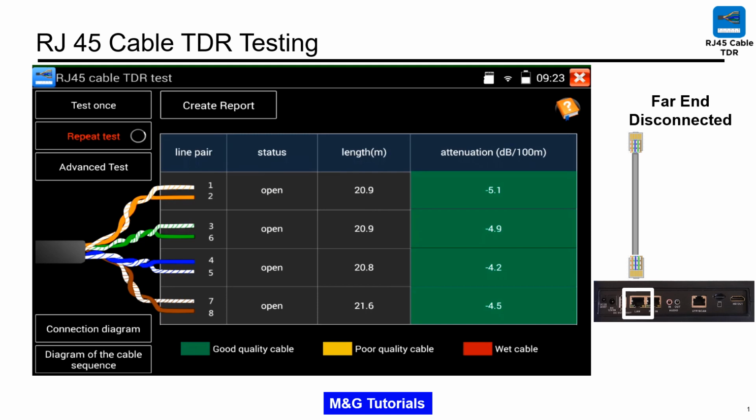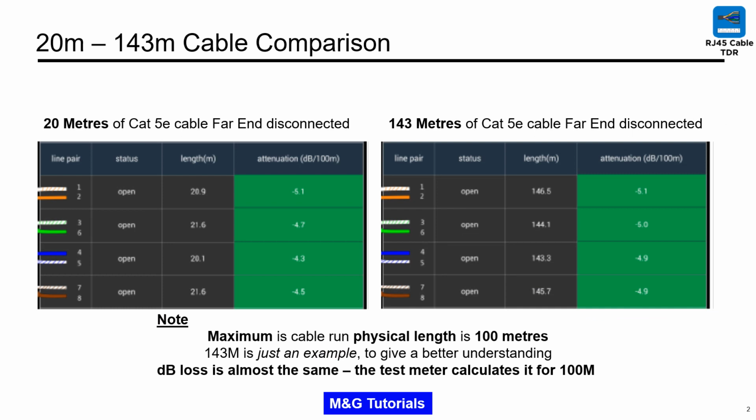Common causes are adjacent cabling causing an electromagnetic field. Check the cable route. Here we have a cable comparison of 20 meters against 143.